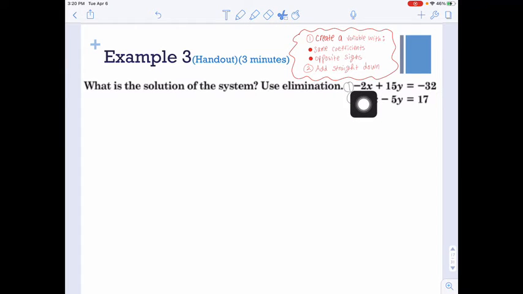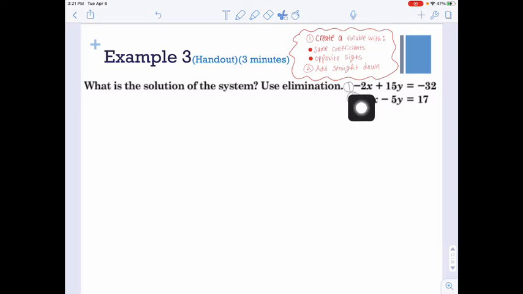In equation 1, we have a negative 2 in front of our x and a 7 in front of our x for equation 2. In equation 1, we have a positive 15 in front of the y, and in equation 2, we have a negative 5. None of these match as far as the numbers in front of the variables, and this time it's not just a matter of switching it to a positive or a negative. However, one of the variables is easier to get matching values than the other.